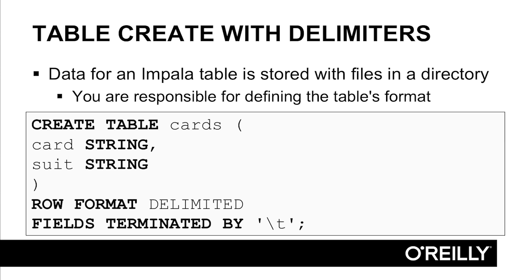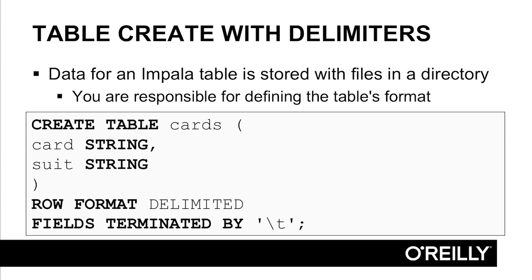In a previous slide, we talked about the easiest way to create a table. However, it's very often that we'll have to change that. So the data for a table, once again, that's stored as files in a directory. And it's up to us to define what that format is. So here we are back at our create table syntax. So we do create table cards, then we have our card and our suit. But now we're starting to define what the contents of that file looks like.